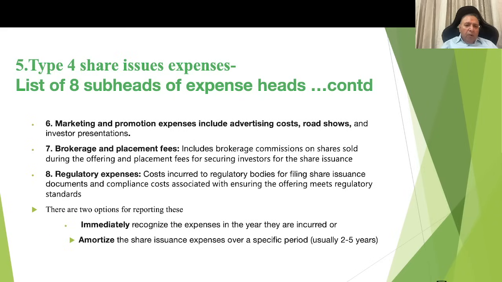Now there are two options for reporting these. One is immediately reporting these share expenses as incurred in the year. Number 2 is amortizing the share issue expenses over a period of 2 to 5 years. This needs to be discussed between the management and the auditor.